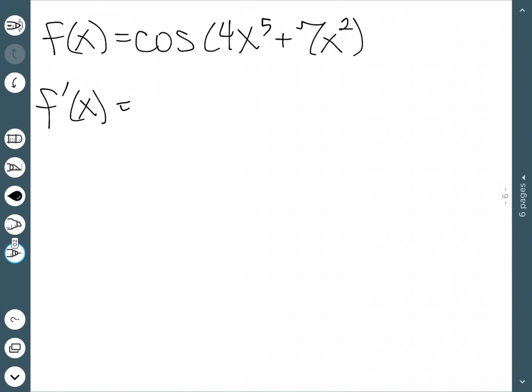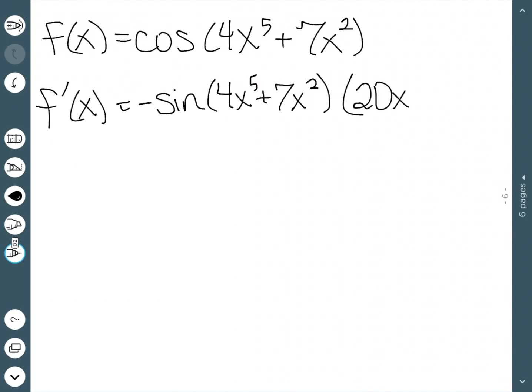Next, we want to take the derivative of cosine of 4x to the 5th plus 7x squared. We know the derivative of cosine is negative sine, so we have negative sine of 4x to the 5th plus 7x squared, times the derivative of the inside, which in this case is this polynomial. We bring the exponent down and subtract 1 to get 20x to the 4th, and then bring the exponent down and subtract 1 to get 14x. So now I have the derivative of this function.